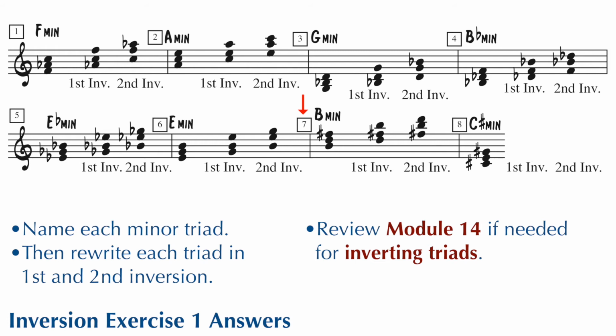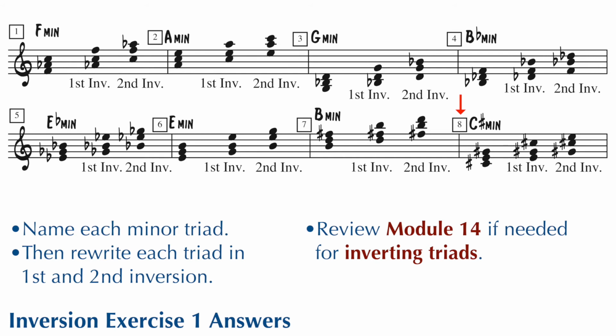To change that to second inversion, we're going to raise that third an octave. Now we have an F sharp in the bass, or as the lowest note. That's the fifth of the B minor chord. So second inversion B minor is going to be F sharp, B, D. And finally, number 8 is C sharp minor.